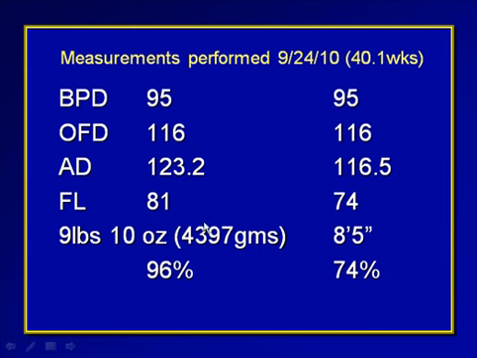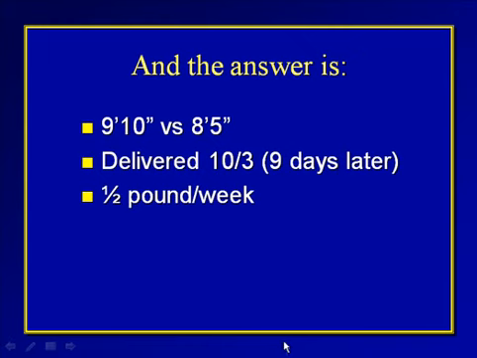So this patient is flirting with the possibility of a primary cesarean section without even a trial of labor because of the size of this fetus. With the more accurate measurements, we see that the weight is actually or possibly 8 pounds and 5 ounces, which is in the 74th percentile, not the 96th percentile. Okay, well, what's the answer? 9 pounds and 10 ounces, or 8 pounds and 5 ounces.